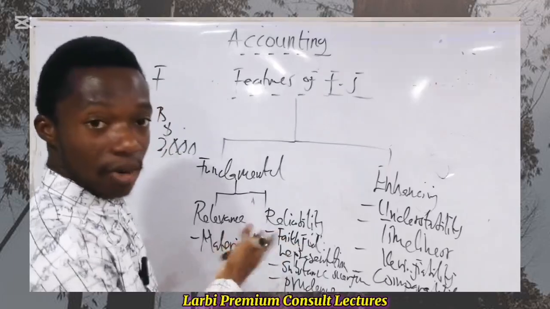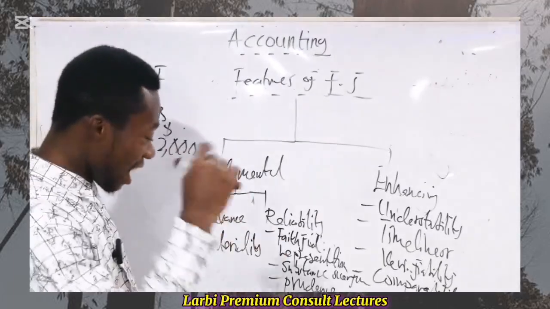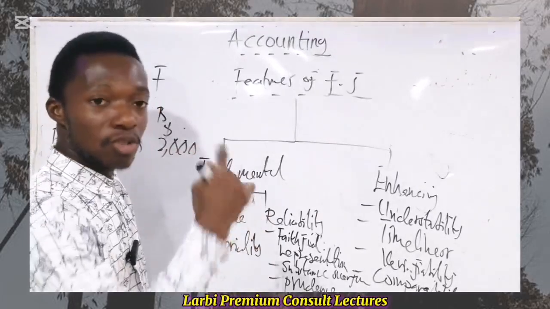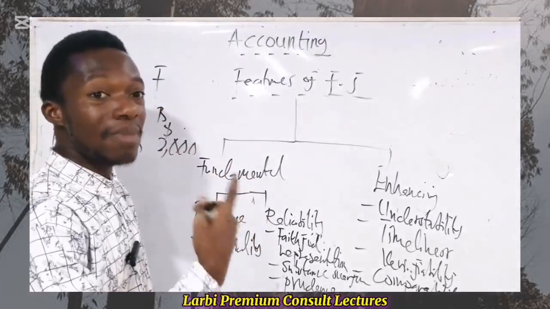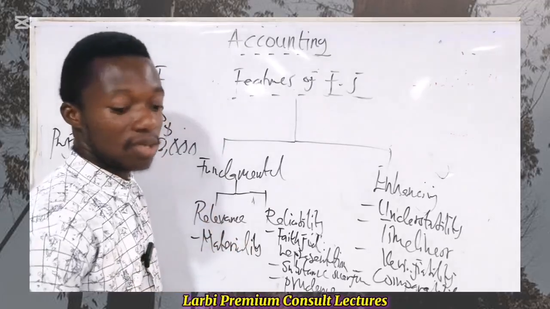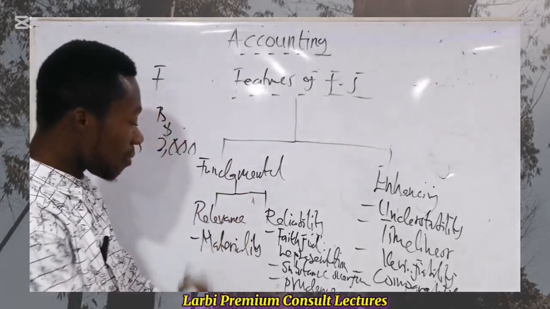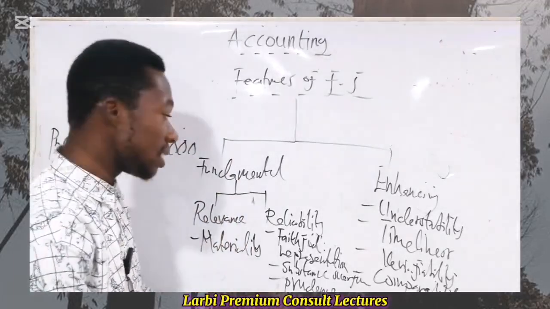So that means that when you are presenting information, if it is material, that it can affect or influence the decision of users, you need to what? State it. But if it is immaterial and cannot affect the decision that will be made by users of accounts, you can disclose it as part of the notes to the accounts. So that is the issue about relevance when it comes to the fundamental qualities.